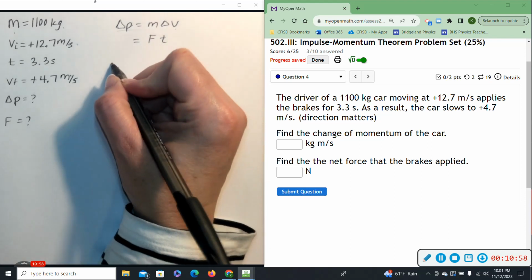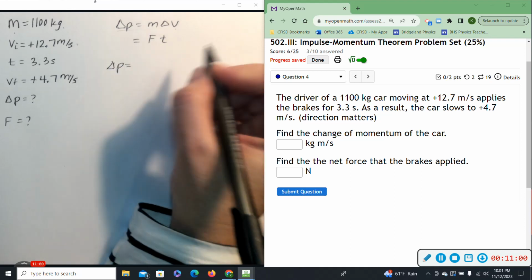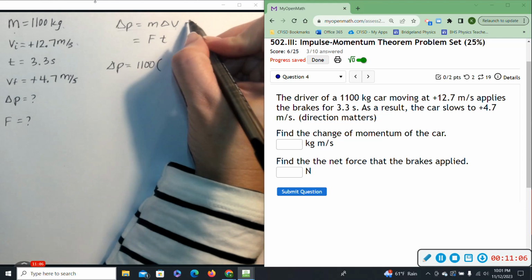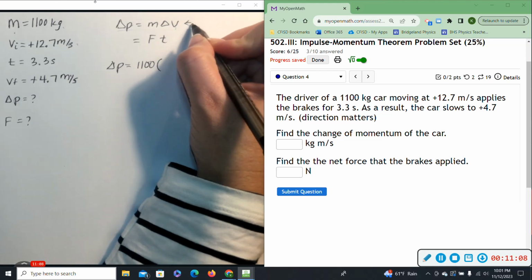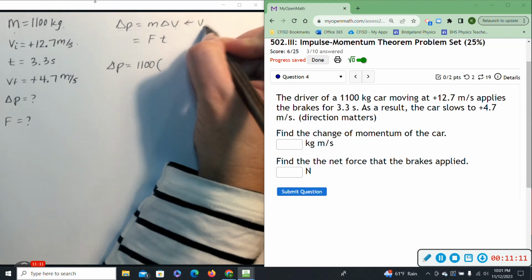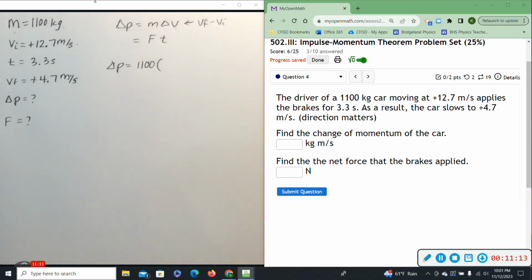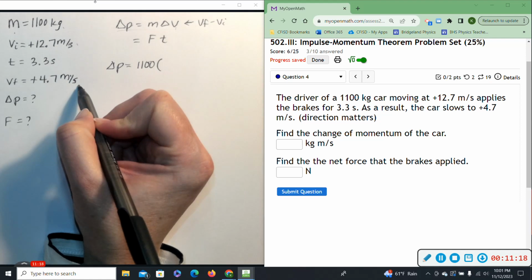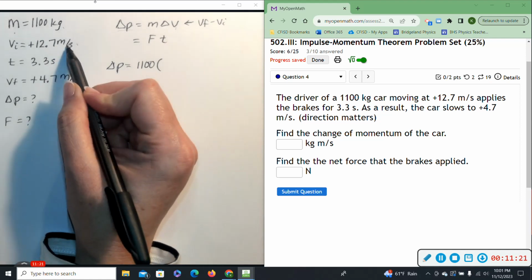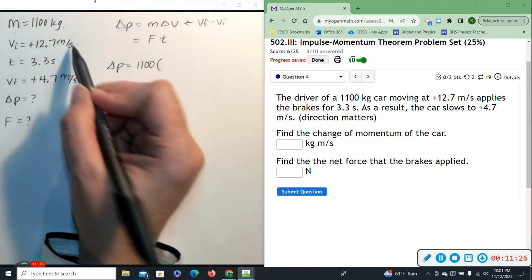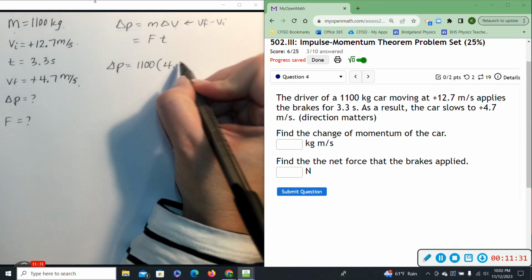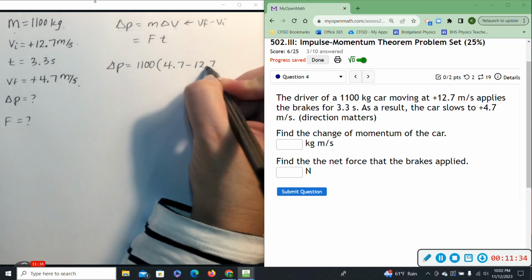Okay, and so we are going to say delta P equals, the mass here is 1100. The change in velocity, again, anytime you're finding change in anything, change in velocity, change in position, change in momentum, whatever, it's always final minus initial. So it's final velocity minus initial velocity. So his final velocity is 4.7, the initial was 12.7, so the change is a negative one. Okay, because you went from this speed to this speed. And again, if you put it into this formula, you'll get a negative number, 4.7 minus 12.7.